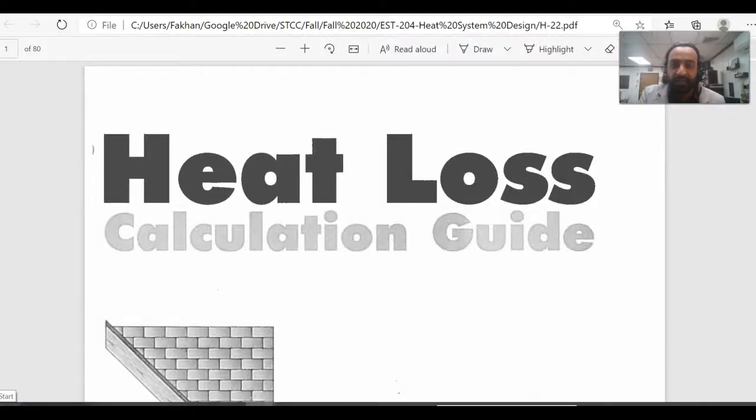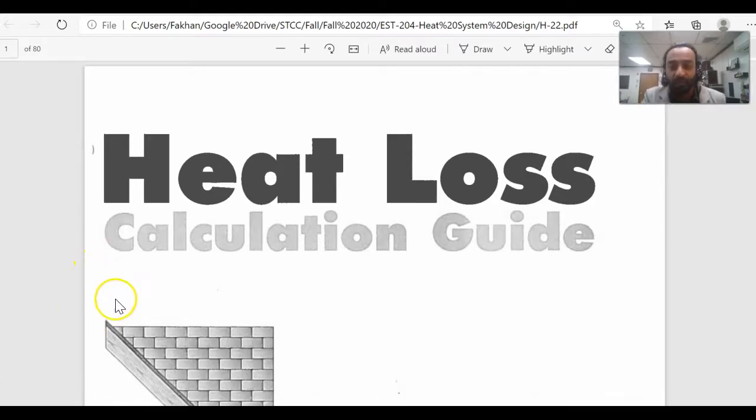Congratulations, it's week 14. And again, we have additional information about heat loss and heat loss calculation that hopefully you will be able to use to your advantage when you're preparing for your project and also when you're preparing for your heat load analysis exam. Again, the science has not changed.